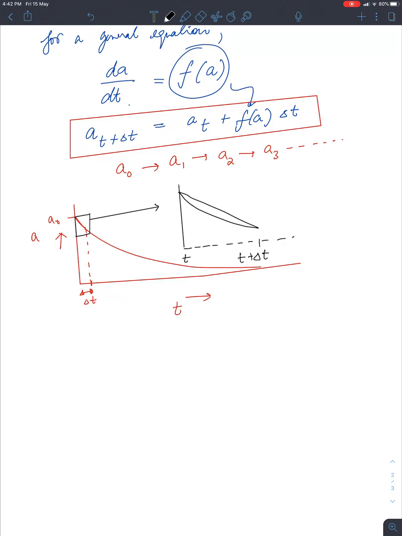instead of going from here to here, so this is, let us remove this. So this is the slope, okay? Slope dA dt or f of A. So we will have A of t plus delta t, A of t. A of t plus delta t is equal to A(t) plus f(A) into delta t.